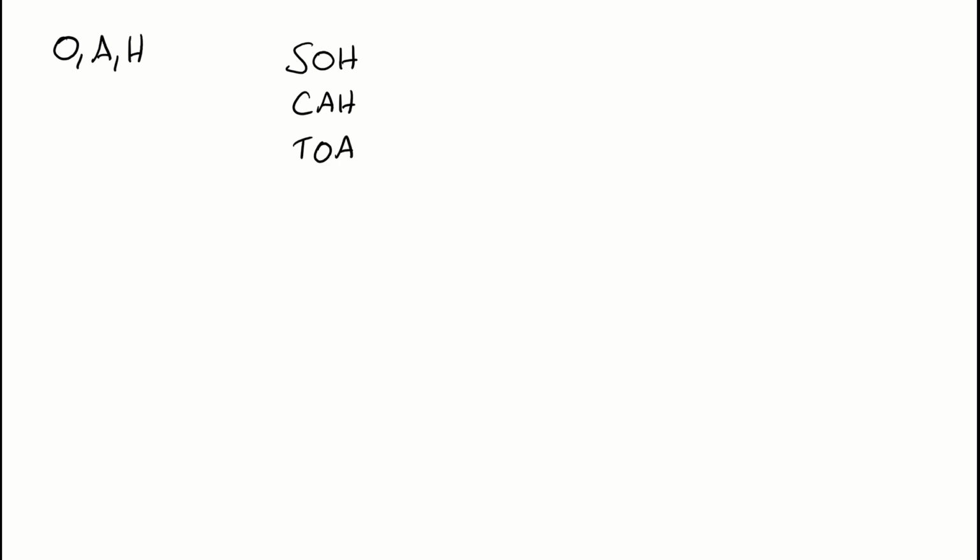Now, what this means is that for the SOH part of the acronym, that is saying that the sine, don't say sin, it's sine. The sine of my angle theta is equal to the opposite side divided by the hypotenuse, okay? So we remember what our opposite sides and our hypotenuse side and our adjacent sides are, and we start to see those popping up in these equations.